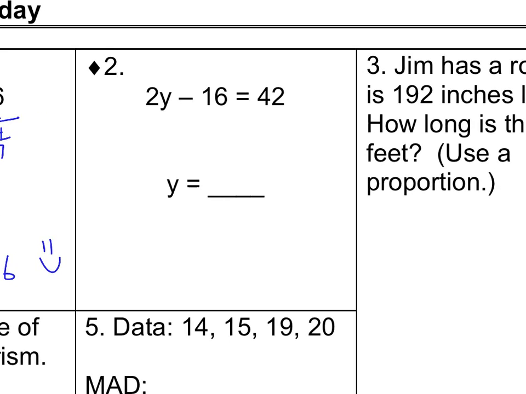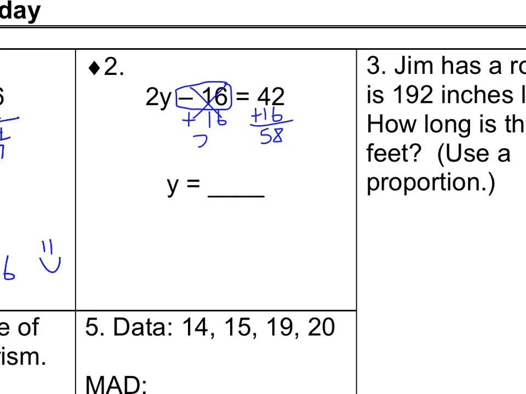Number 2. We have a minus 16 we're going to get rid of, because that's the number by itself, our constant, the first thing we want to do. So we're going to add 16 to eliminate the negative 16. By doing the opposite of something, you get rid of it or cancel it out, which means we're going to add 16 over here. And that gives us 58.